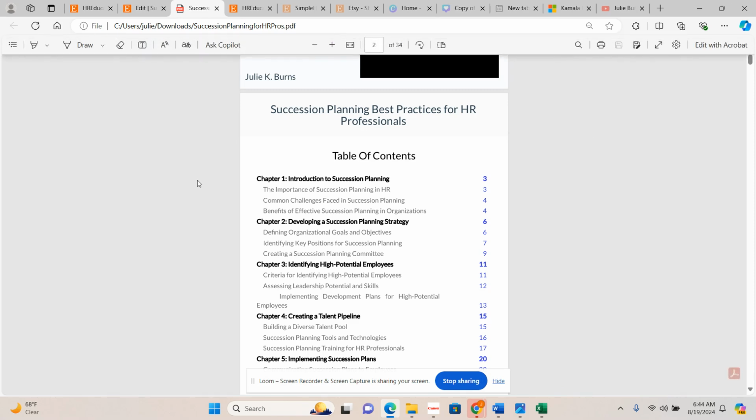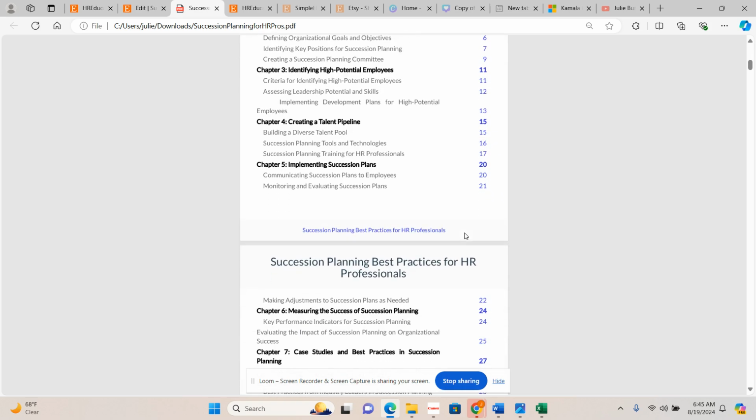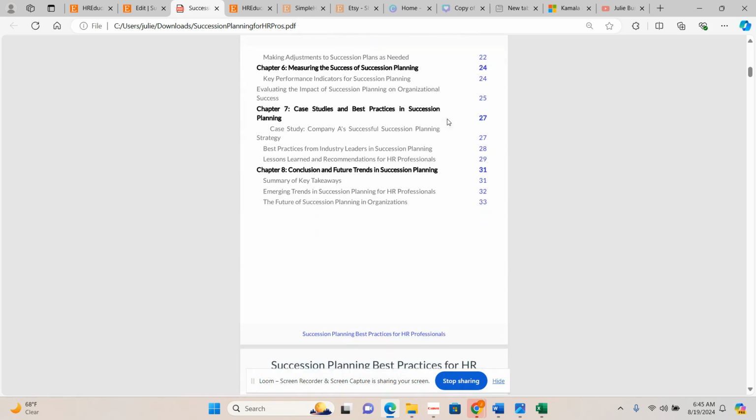So let's first look at the chapters. Chapter 1, Introduction. 2, Developing a Succession Planning Strategy. 3, Identifying High Potential Employees. 4, Creating a Talent Pipeline, and so on. And it just takes you step by step by step. This took me quite a while to do, but it was so much fun. And those that have actually started using it, they've been rolling it out within their organizations, and they've been really, really pleased thus far with what's come about.